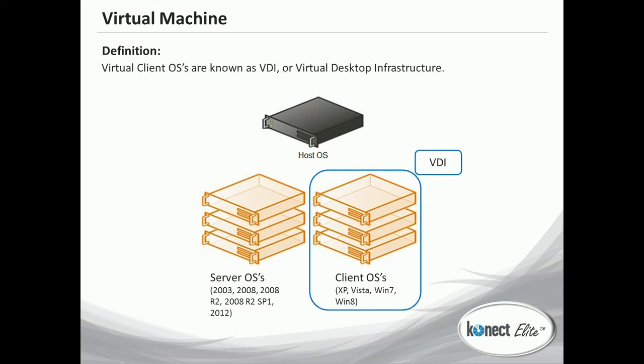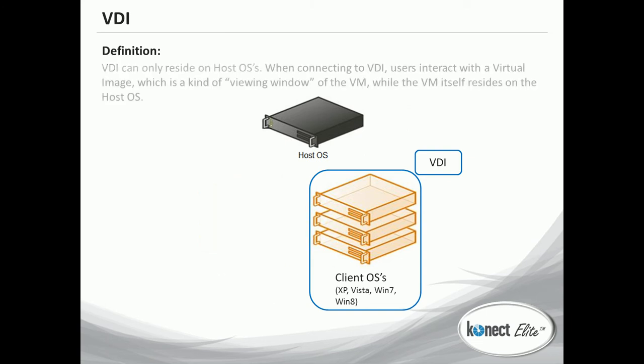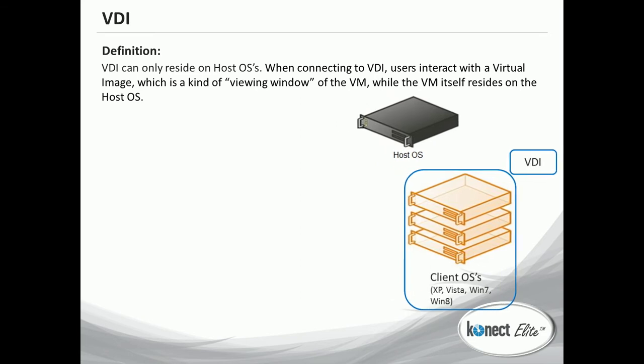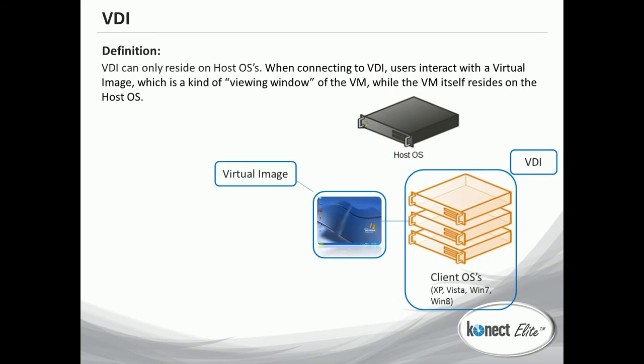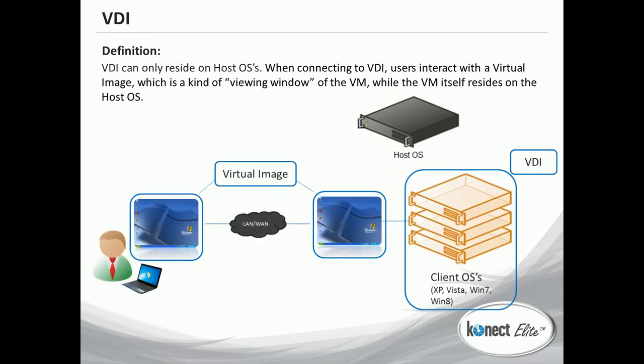The client side specifically is known as VDI, or Virtual Desktop Infrastructure. VDI can only reside on host OSs. When connecting to VDI, users use RDP protocol to interact with a virtual image, which resides on the host OS. The VM also leverages the host OS's physical resources, such as memory and disk space. These virtual machines and other resources can be delivered to users in different ways. We'll discuss these delivery methods in just a little bit.